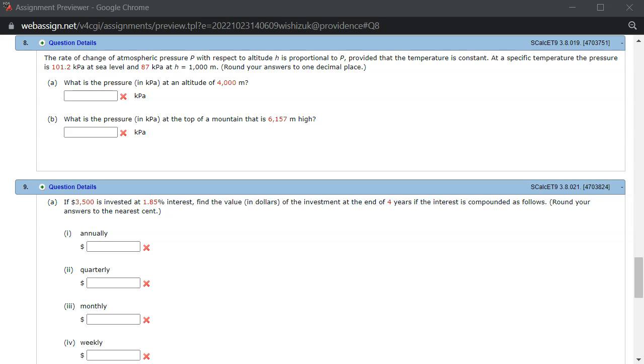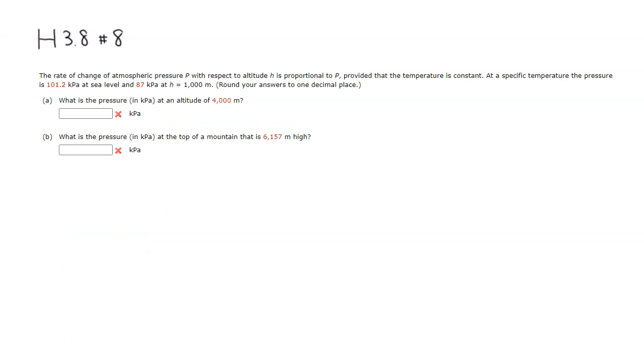All right, let's look at homework 3.8, problem number 8. Let's do this pressure problem. We are talking about the pressure, and it says that the rate of change of pressure P with respect to altitude H, so we're talking about dP over dH, right? And this is proportional to the pressure itself, so kP.